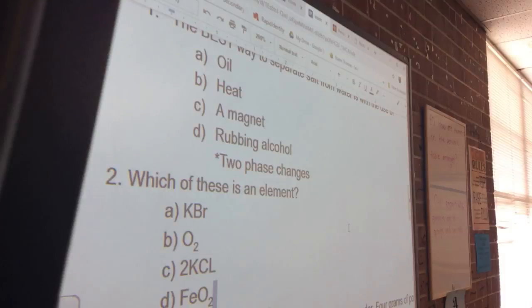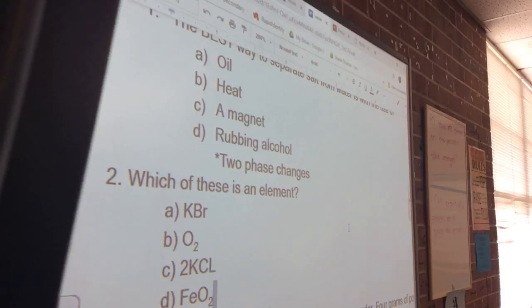Number 2, which of these is an element? Raise your hand if you've got this one. What you got? B. It is B. O2 is oxygen. Every other one besides B has 2 elements. Oxygen on this thing just says O. Yeah, O is 1. O2 is 2 atoms, but 2 atoms of the same one is still an element. You can have O16 if you wanted. Still an element, because it's only one type.